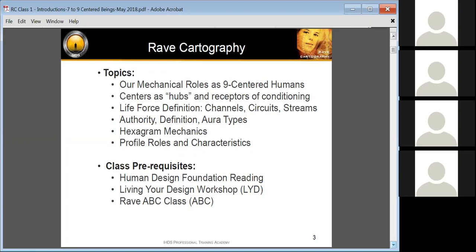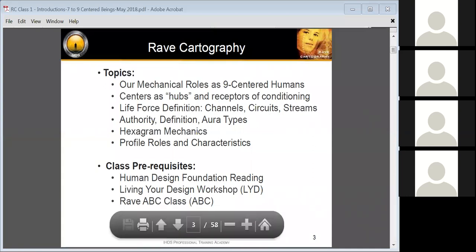And even though I'm certified, I'm not personally able to do readings this semester. I keep thinking I'm going to still do them, but I just need to focus on a very full training schedule and be able to do that for all of you in a way that you deserve. So I will refer you to people I know that will do a good job if that's important to you. Also, a prerequisite is that you would have gone through a Living Your Design workshop with a certified guide, and then your Rave ABC program that you would have gone through with an IHDS ABC teacher.